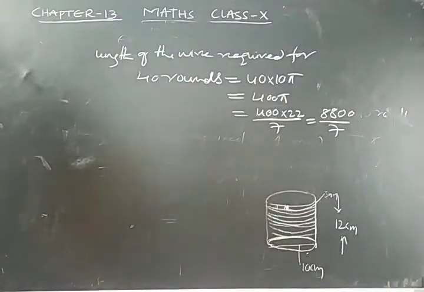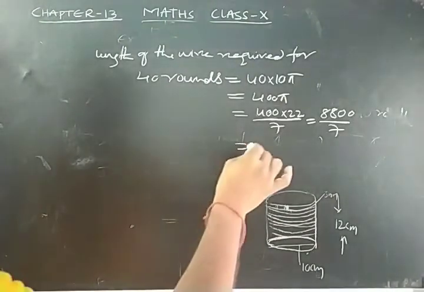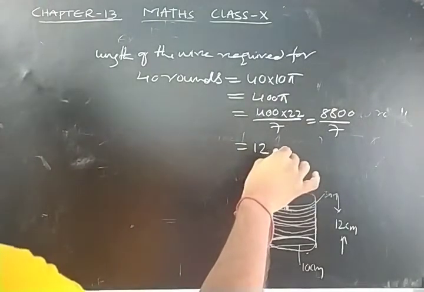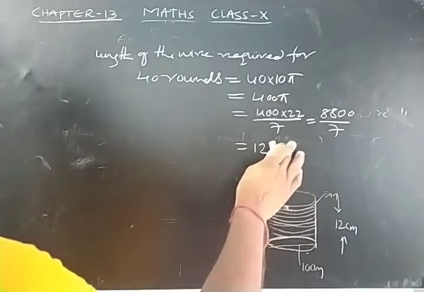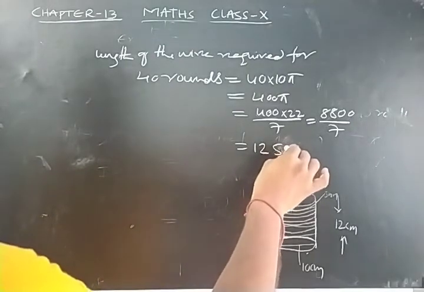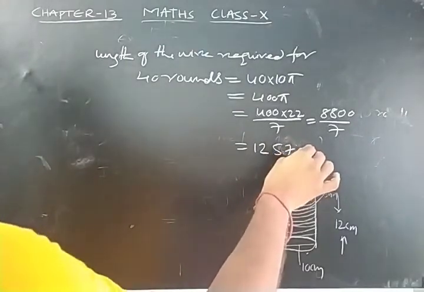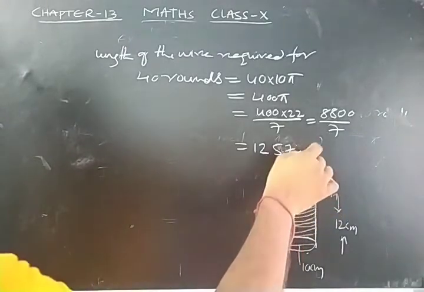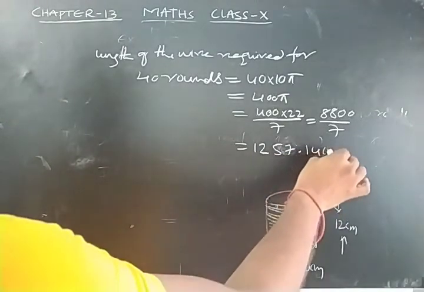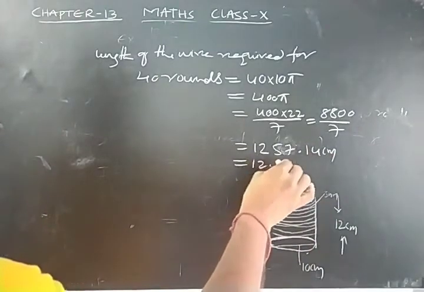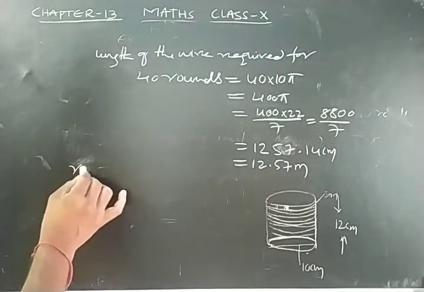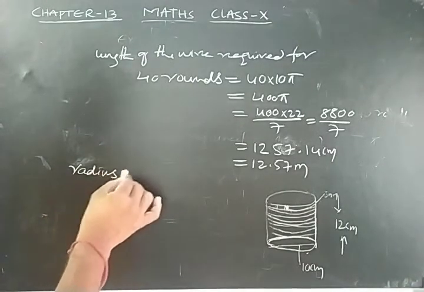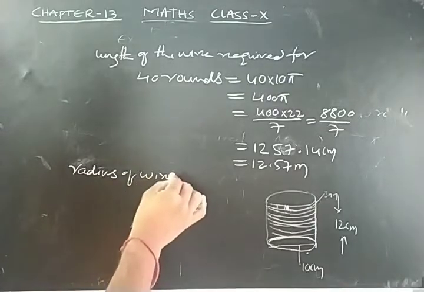Now by simplifying this, you will get 1257.14 centimeters. If you convert it into meters, it is 12.57 meters. 12.57 meters is the length of the wire. Now, what is the radius of the wire?